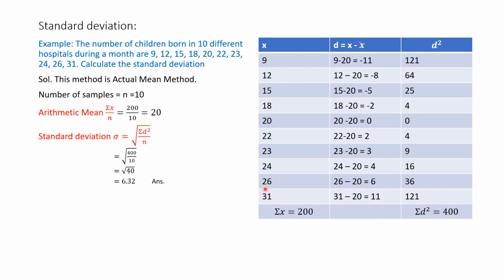The next step is we have to calculate the standard deviation. The standard deviation is represented by sigma, which is equal to the square root of sigma d square divided by n. Sigma d square is 400 here, which we have calculated, and n is the number of samples, that is 10. Therefore 400 divided by 10 becomes the square root of 40. The square root of 40 is 6.32. This is the answer for our question.